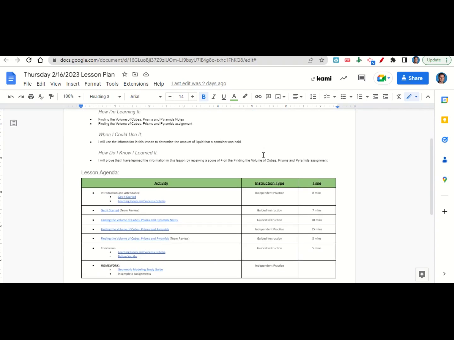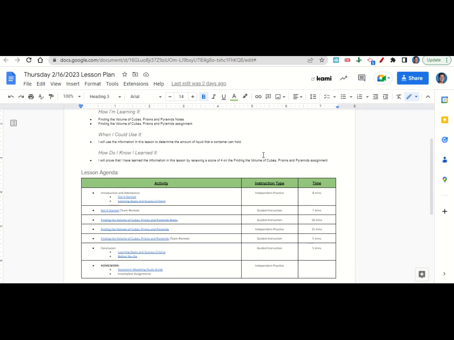Now let's take a look at our agenda for today. We will begin by going over the learning goals and success criteria. While we do that, you'll fill out your Get It Started. Once you've completed your Get It Started, we'll go over it together and answer any questions that you may have. After that, we'll go over the finding the volume of cubes, prisms, and pyramids notes, and then I'll give you time to complete the finding the volume of cubes, prisms, and pyramids assignment.